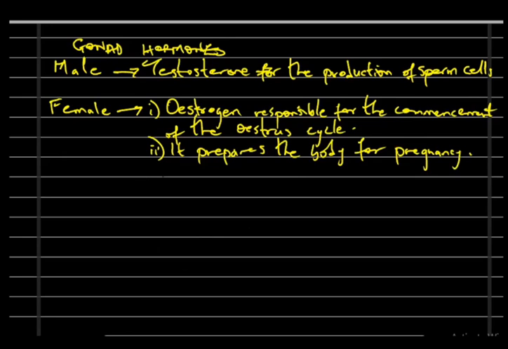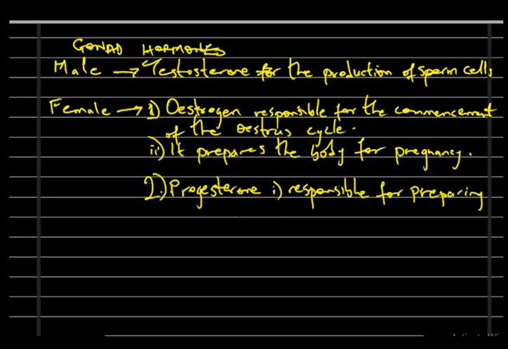Now, we have the other hormone. Let me call this one A, or 1. So we have the two functions there. And then 2 now. We have the second one called progesterone. Progesterone is first responsible for preparing the body for delivery. This hormone is produced when the body is already under gestation, that is, when the organism is already carrying a fetus. So its function is to prepare the body for delivery.